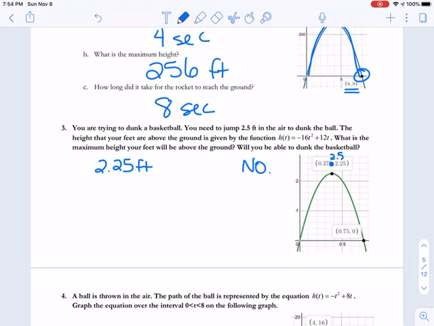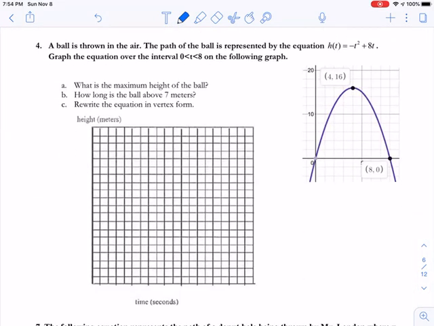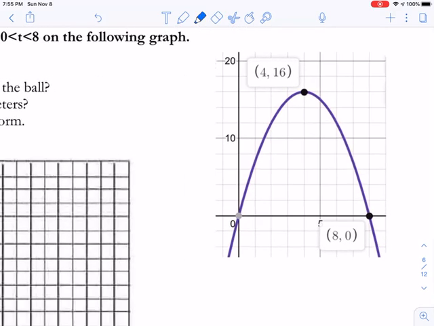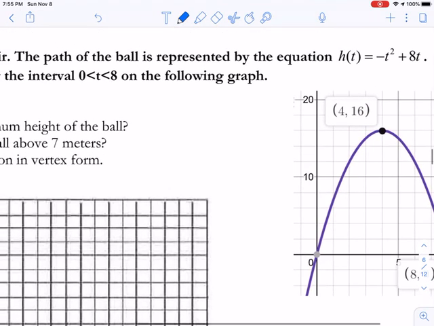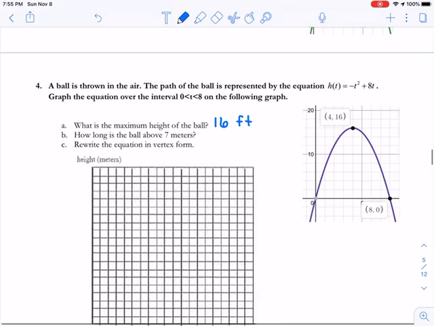Nope, unfortunately not. Number 4, a ball is thrown in the air. The path of the ball is represented by the equation h of t, etc. Graph the equation, I already did that for you, over the interval from 0 to 8. So you see 0 is when it's being thrown into the air, and 8 is when it's coming back down. Graph it on that interval. What's the maximum height? Okay, well, the maximum again occurs at the vertex. So the maximum height would be 16 feet.